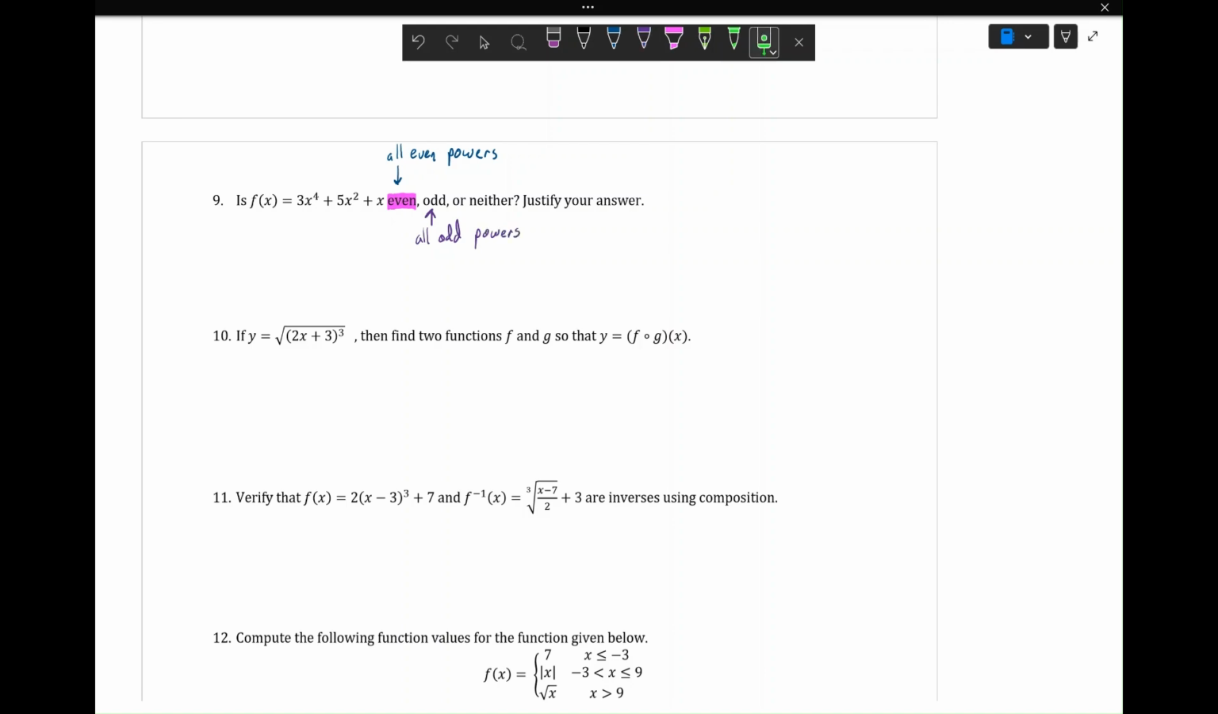Now let's look at the function given. It doesn't matter that there's a 3 in front of the x to the fourth. All that matters is that we have an even power here. So I have an even power, but what's the power on x? Well, we can think of it as x to the first, and so that is an odd power. So I have a mix of even and odd powers. What does that mean? This is neither, because of that mix of even and odd powers.